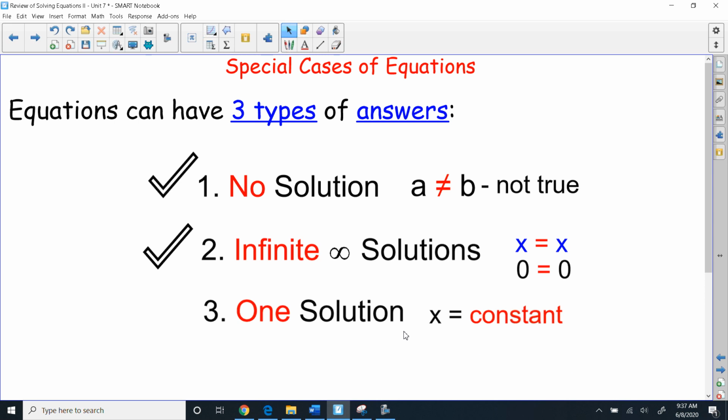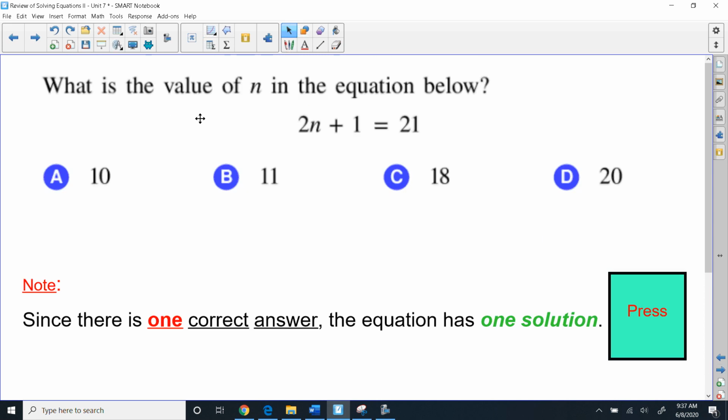All right, one solution. We're down to our last one. X is equal to some constant. If you remember earlier, we did the question, find the value of n in the equation below. This time we have a multiple choice, and we have 2n plus 1 equals 21. We could use our calculator like the tip I use, but I want you to notice that there is one correct answer. So that means this equation has one solution. That's how you can tell if it's one solution or not, if you can solve it for one answer.